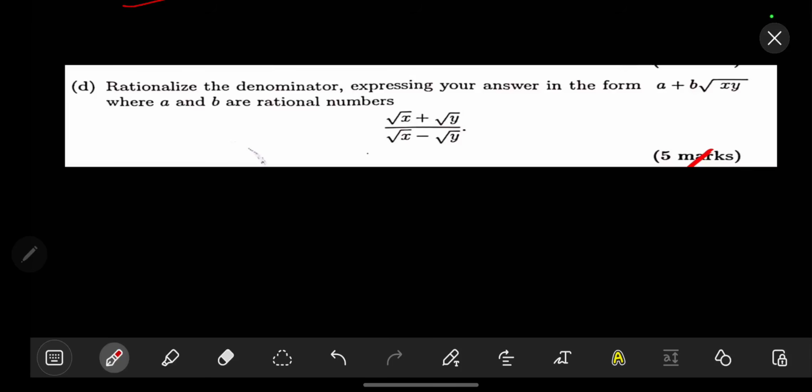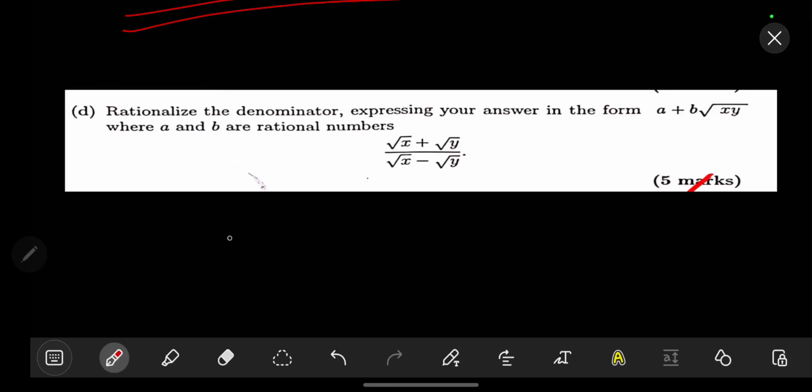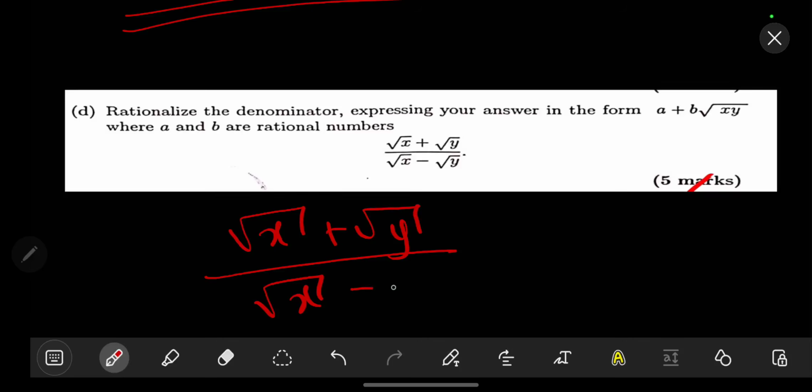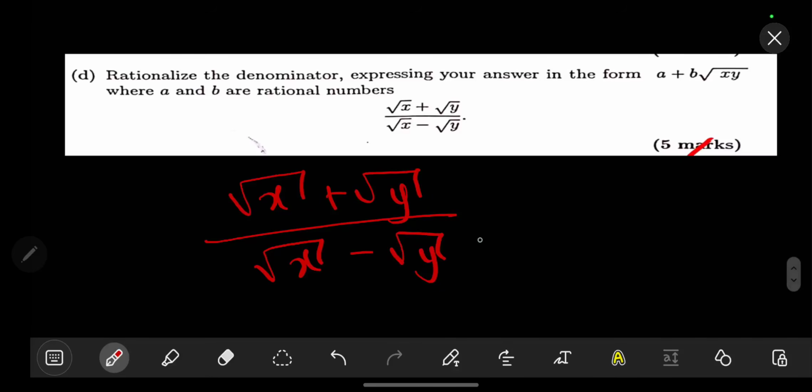This other one is saying, rationalize the denominator, expressing your answer in the form a plus b root xy, where a and b are rational numbers. For this one, we have the square root of x plus the square root of y over the square root of x minus the square root of y. So what we have is, introduce the conjugate. If you have a negative here, introduce a number that has a positive. So we are going to have the same number, the square root of x, plus the square root of y.